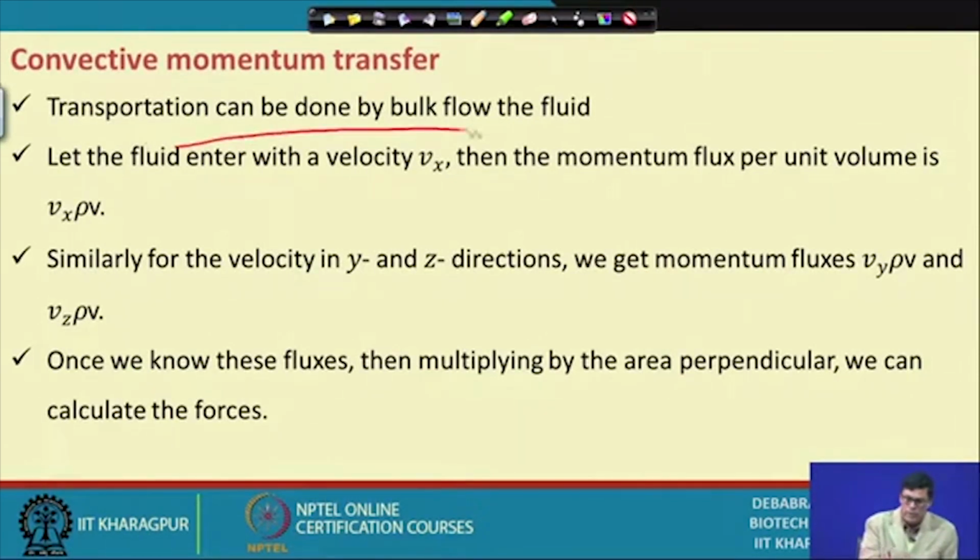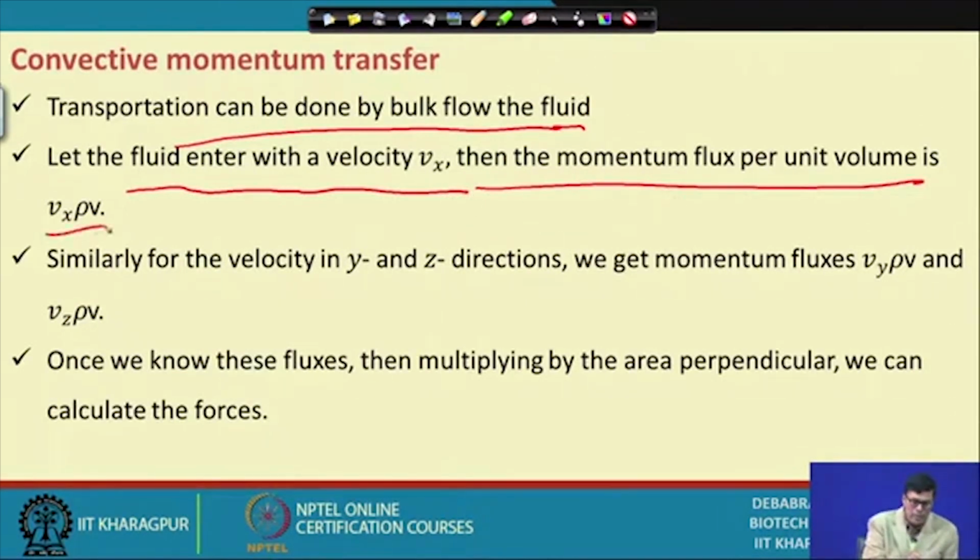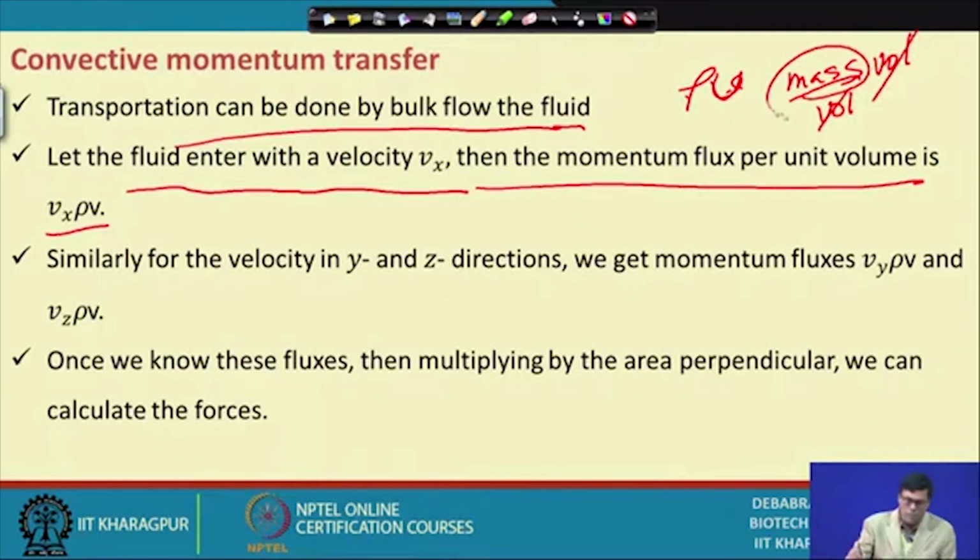The transportation can be done by the bulk flow of the fluid, and if the fluid center has the velocity Vx, then the momentum will be Vx into rho into V. What is rho into V? V is the volume, and rho is the mass per unit volume. Am I right? So the volume will cancel, and this will be mass. The mass into velocity is what you call the momentum flux per unit volume, that can be explained.